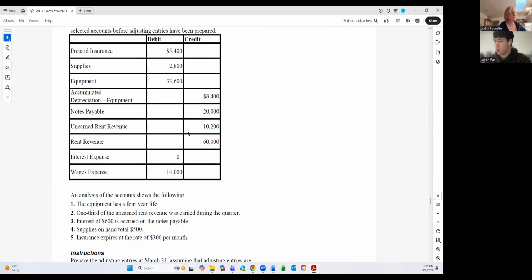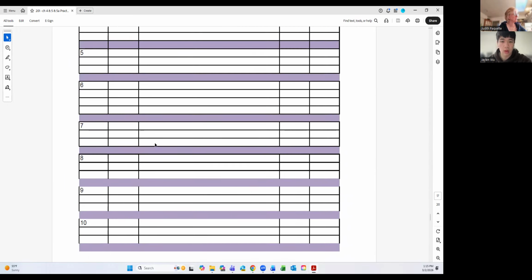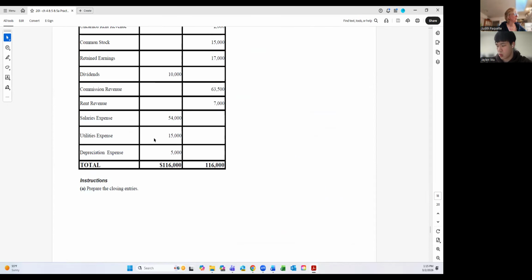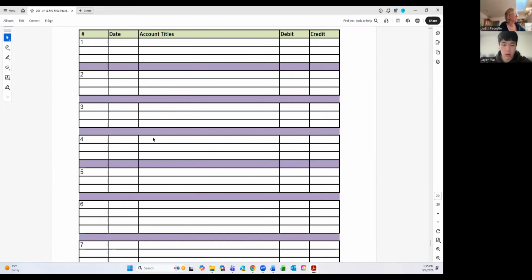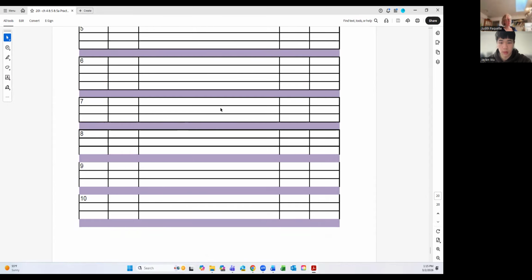And then you have more adjusting journal entries. Be sure to watch the dates. They're not always monthly, sometimes they're quarterly. And prepare the closing entries. You're right, I don't have posting them to the general ledger here. So know how to post: if it's a debit, it's on the left, and if it's a credit, it's on the right. So let's review the closing journal entries.